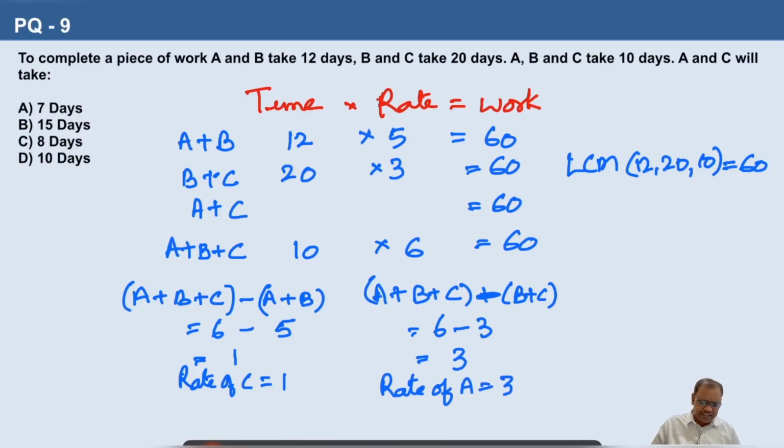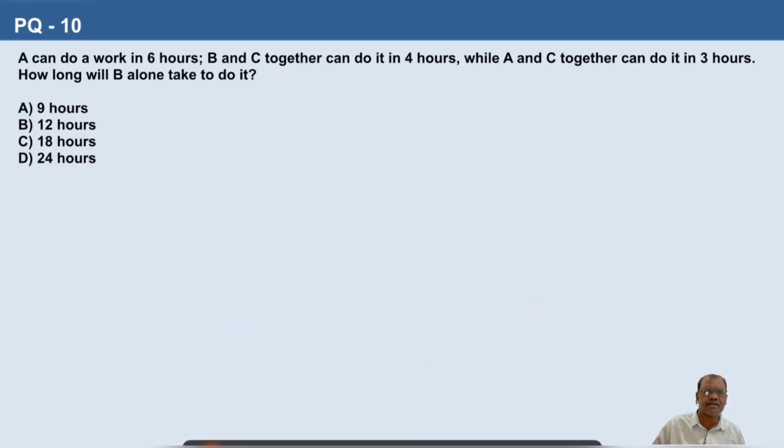So when A and C are working together, 3 plus 1, 4 units of work they can do per day. Total 60 units, they can do it in 60 by 4 days. That is 15 days. So this is the answer. A and C together can complete the work in 15 days. Option B is the right answer.